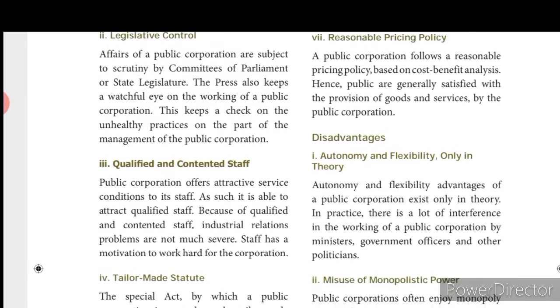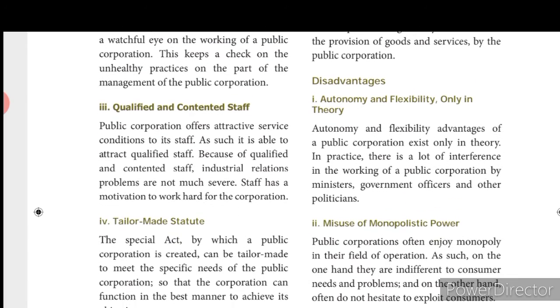Next we have the disadvantages of public corporation. The first point is autonomy and flexibility only in theory. What is autonomy and flexibility? The autonomy and flexibility advantages of public corporation exist only in theory. So it happens only on a theoretical basis. Autonomy and flexibility means that according to the already set up rules, they are flexible also. That is the first advantage.